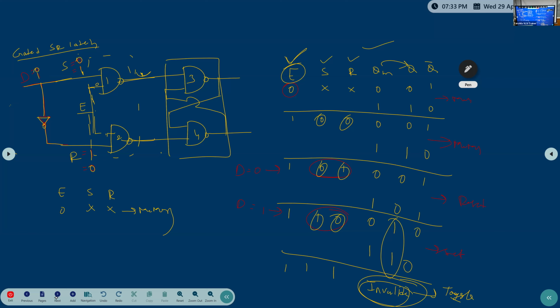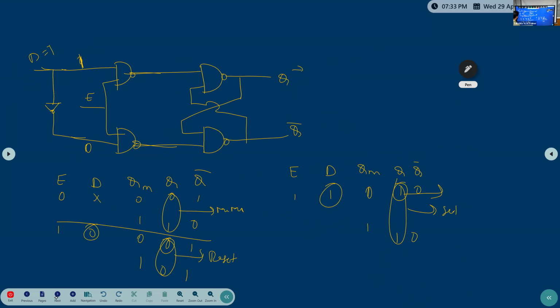Yes or no? That is the truth table. E is 0, whatever D, 0 or 1, it will be the memory state. E is 1, D is 0, output will be 0. That's the reason we call this a D latch. D is 1, so the output will be 1. Whether the memory is 0 or 1, in both cases the output will be 1. So that is the static case. Getting?